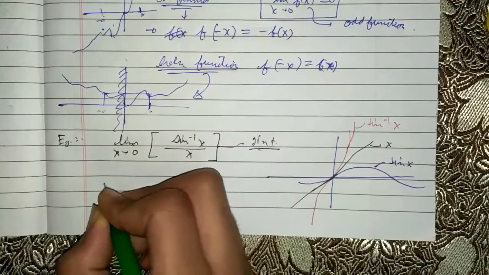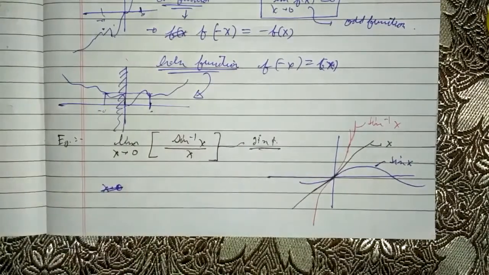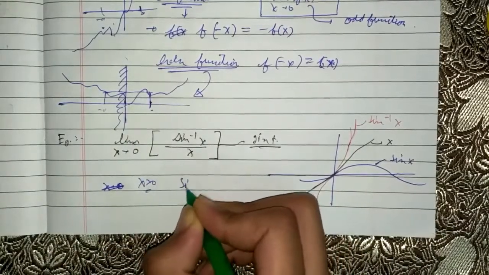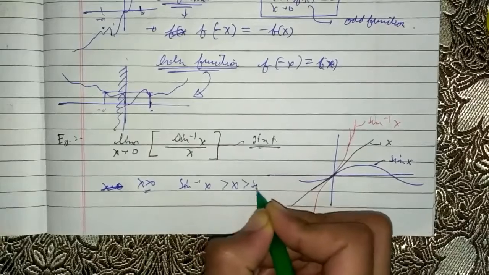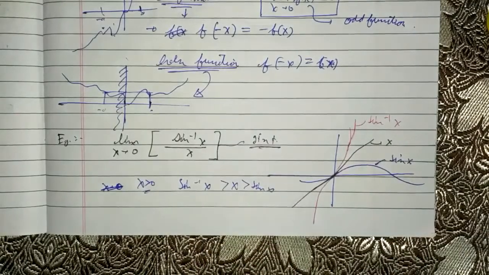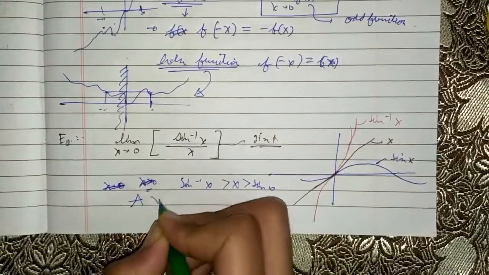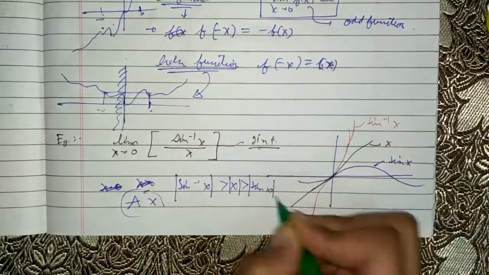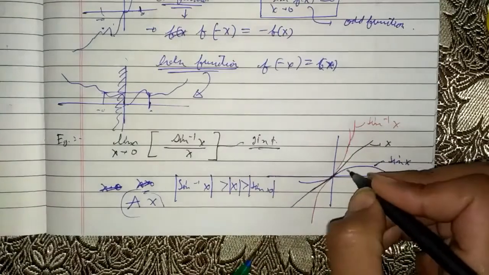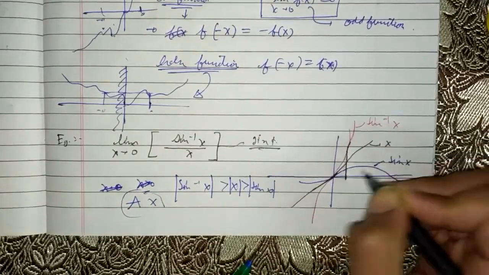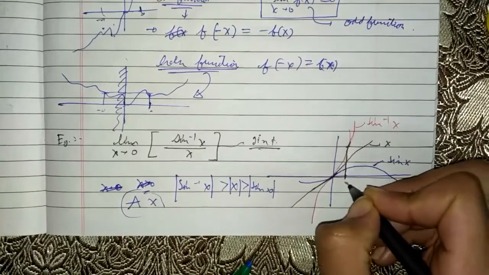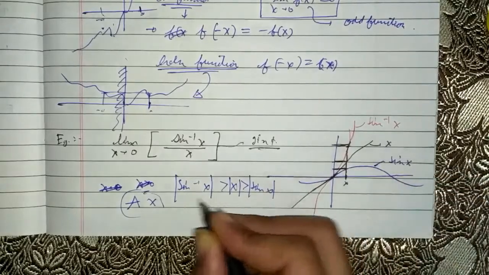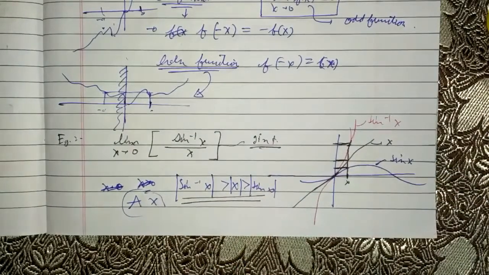when x is greater than 0, sin inverse x is greater than x is greater than sin x. And for all values of x, you can generalize that magnitude of sin inverse x is greater than magnitude of x is greater than magnitude of sin x. It is very clear from the graph. You may draw a straight vertical line to see that for any value of x, sin inverse x is greater than x is greater than sin x. Okay. So now moving forward to the next page.